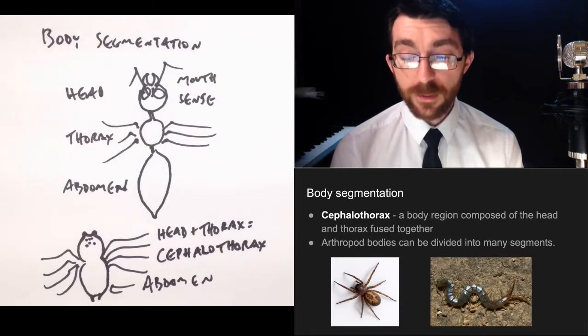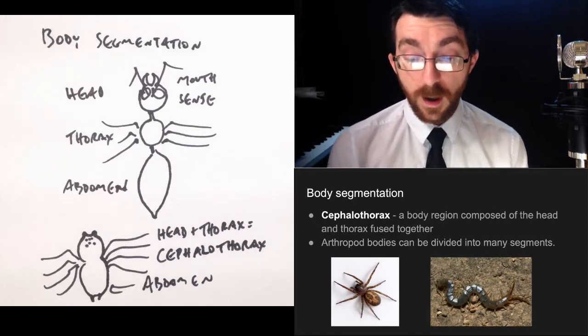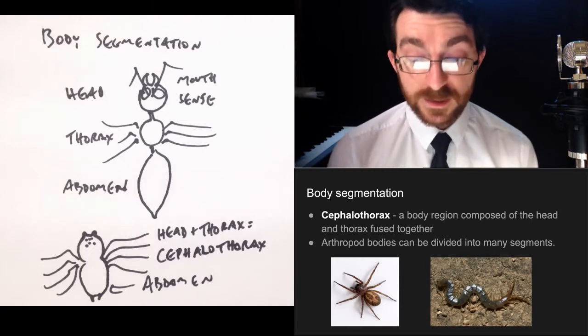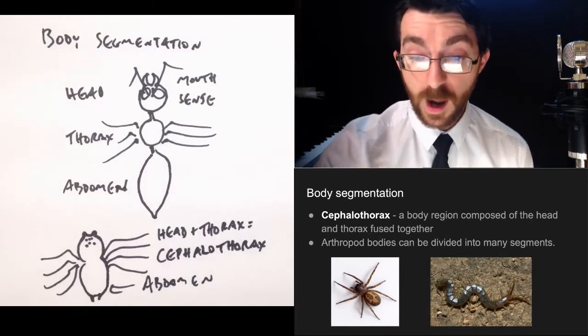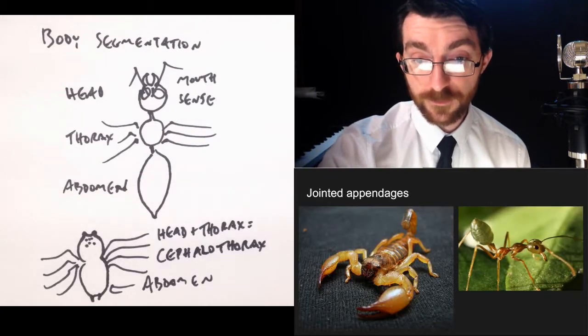Anyway, those are two common ways of dividing up arthropod bodies. There are some others with many segments, but these are two pretty common ones. Anyway, I'm sick of having this spider out. I hate spiders. So, moving on.